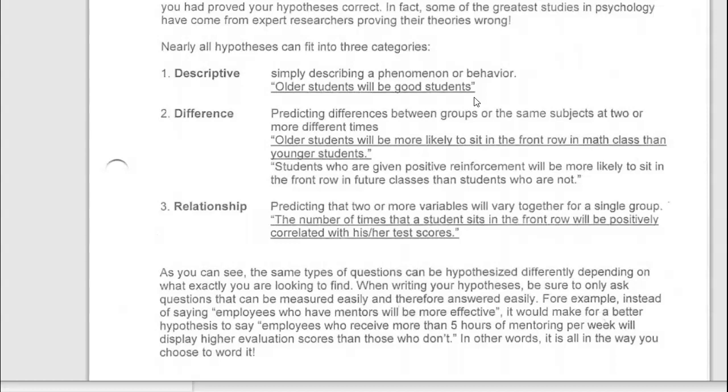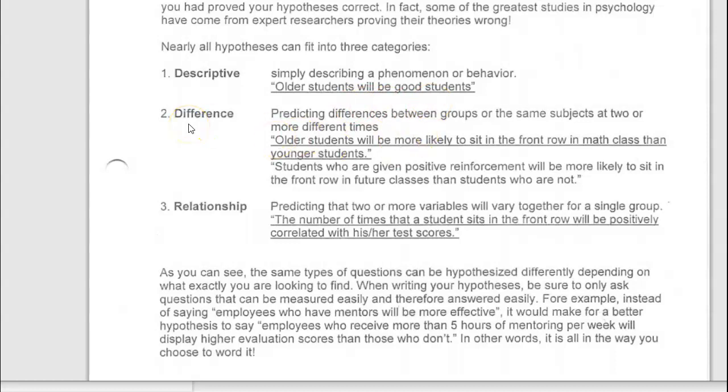What do I mean by good student? That you don't disrupt the class? I've had a few of those, by the way, who do. That you have at least a 3.0 GPA, that you turn in all of your work, that you're never late or leave early. I don't know. I would have to make a definition for that too, not just what an older student is, but what it means to be a good student. So anyway, if all I'm doing is describing people or a phenomenon or behavior, well, that's descriptive.